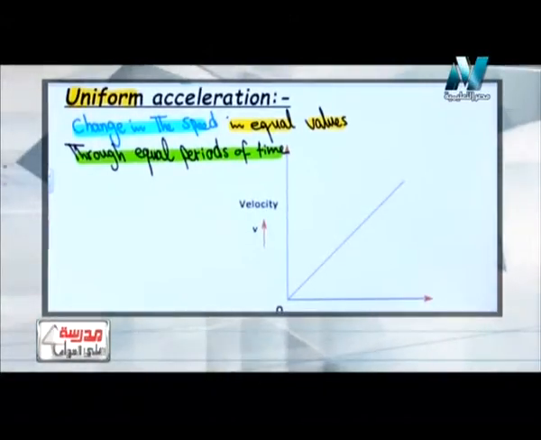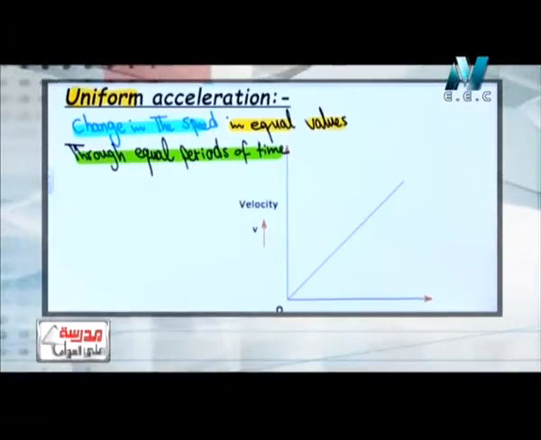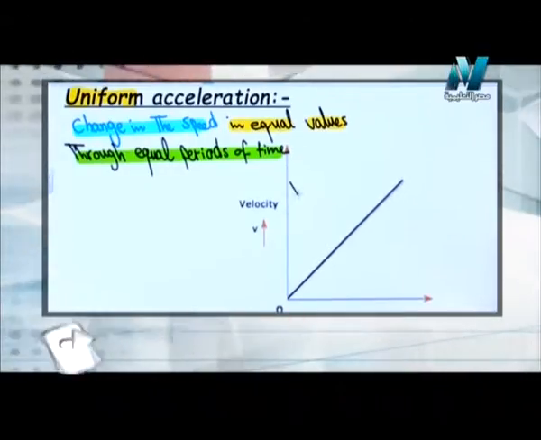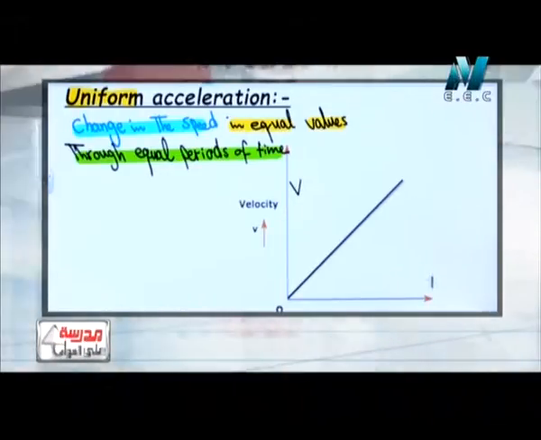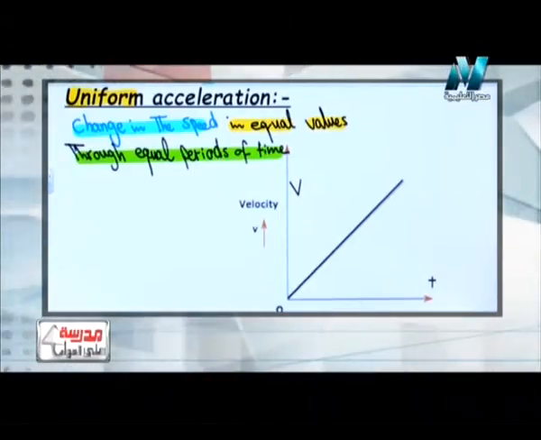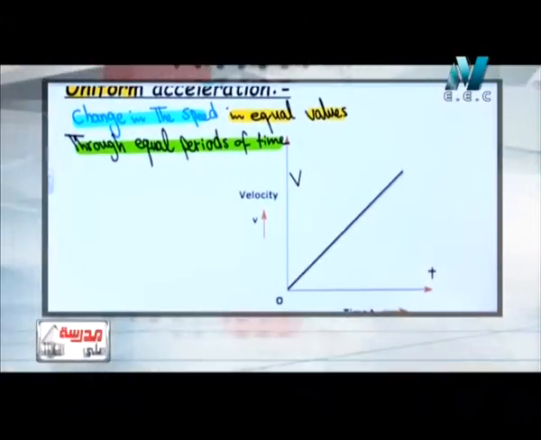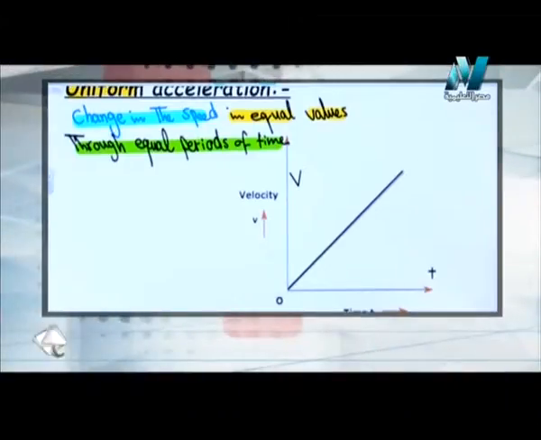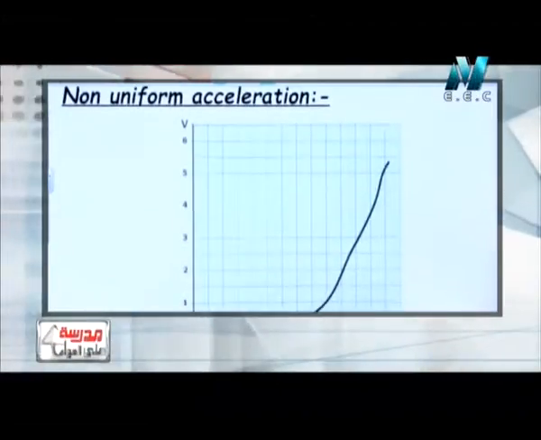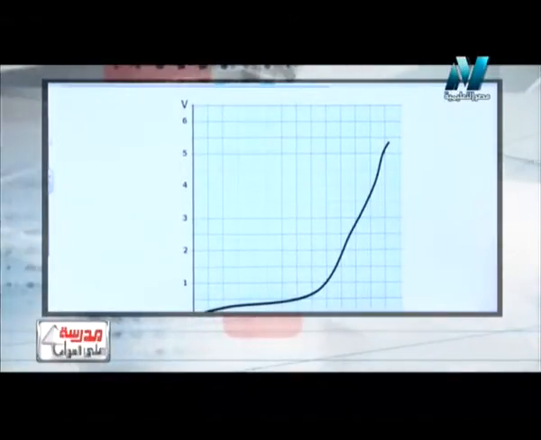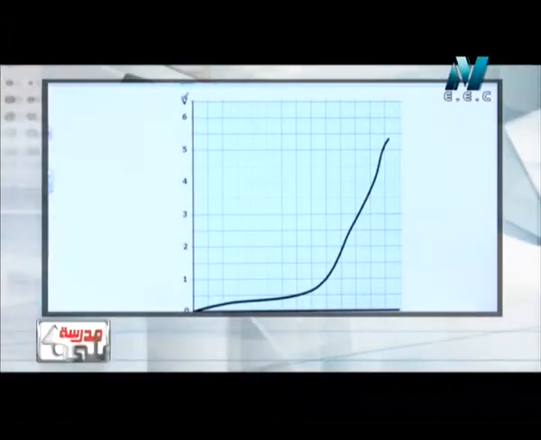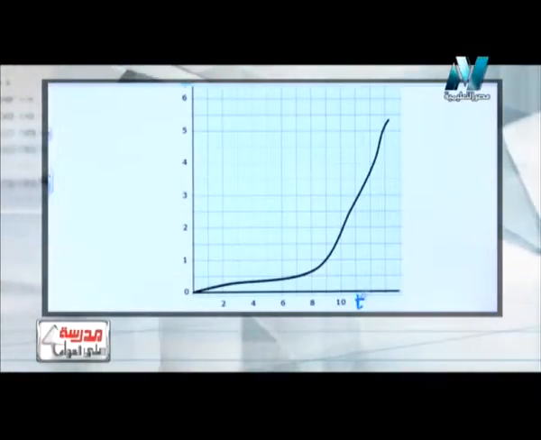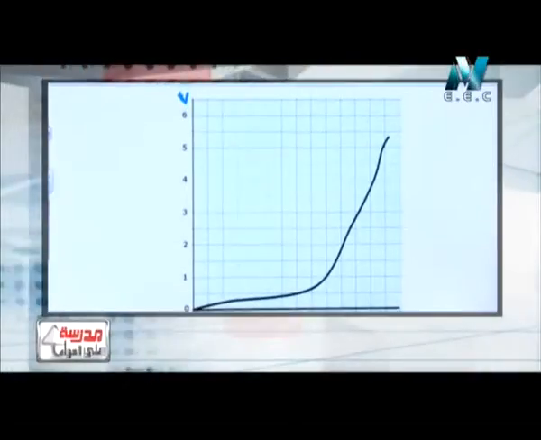And we describe this kind of acceleration, as we said before, by a straight line that passes through the origin point, and here we have two axes, the first one is v and the second one is t. Speed changes in equal values at equal intervals of time. On the other side, we have non-uniform acceleration. As we said before, we have two kinds, uniform and non-uniform. We have v and here t. So we have a curved line that passes through the origin point.